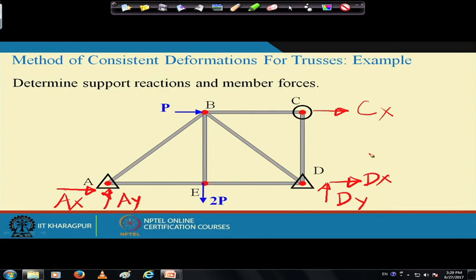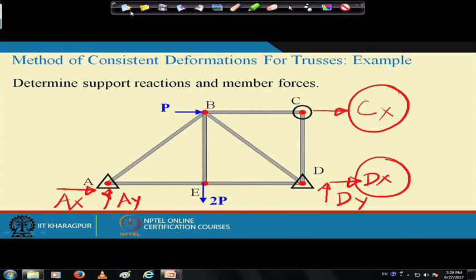What we will do is we will take this one redundant and this is another redundant. So, if we remove these redundant forces, then we get the primary structure, which is a determinate structure. So, let us do it.